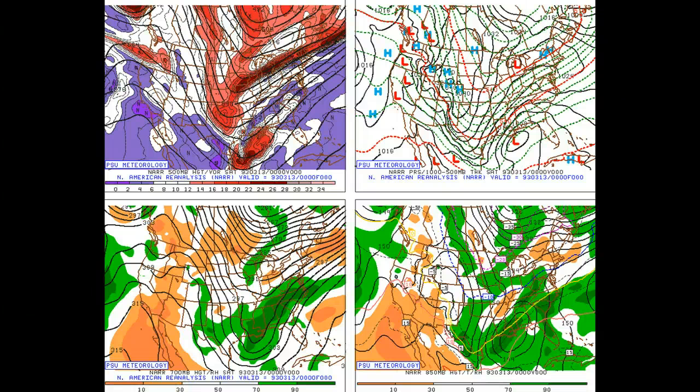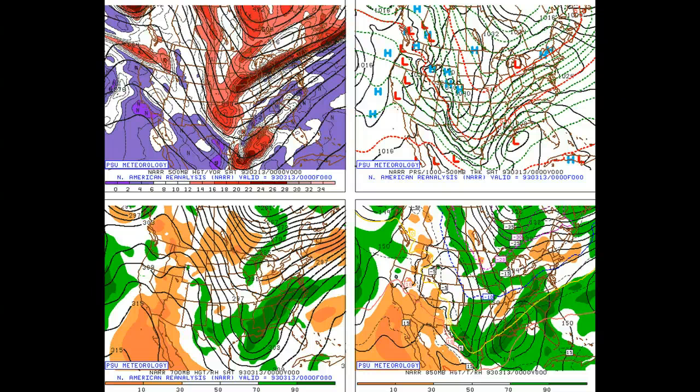Phasing. Some people have been asking about that, and this is about the best example you're ever going to see of it. This is the 1993 Superstorm, March 13th. We're starting at 0Z. And this is actually a triple phasing system.